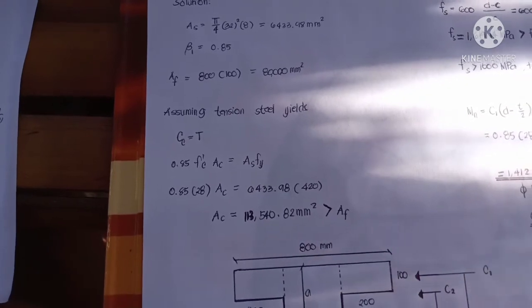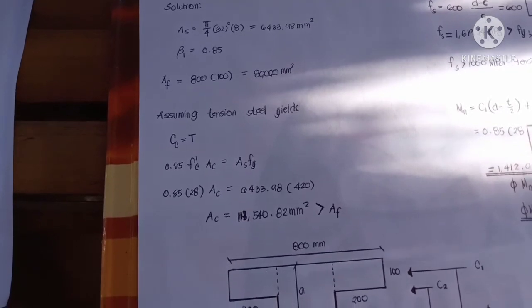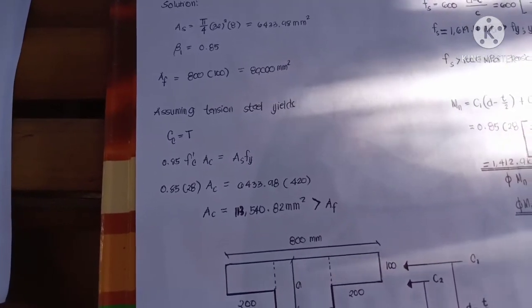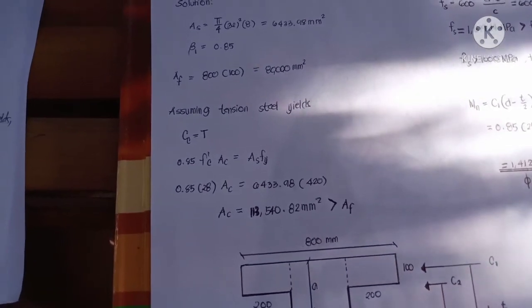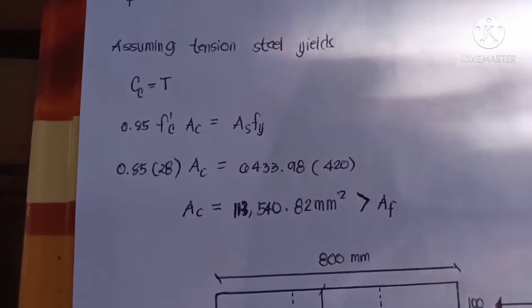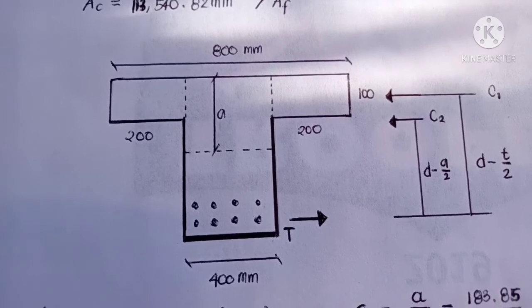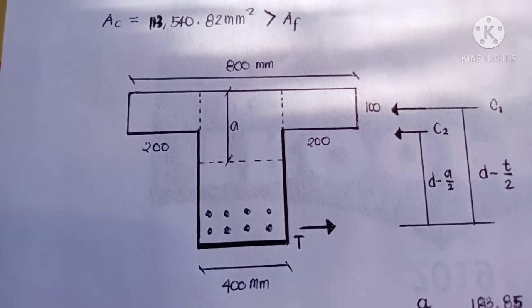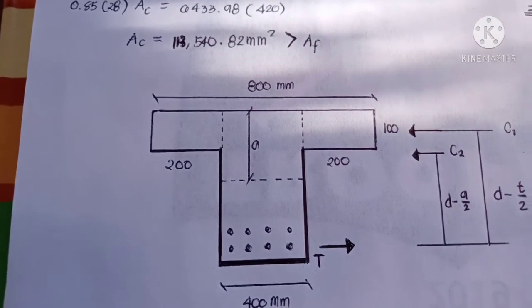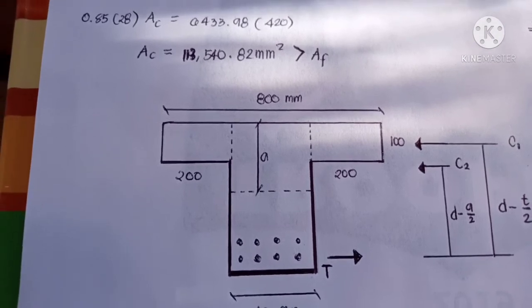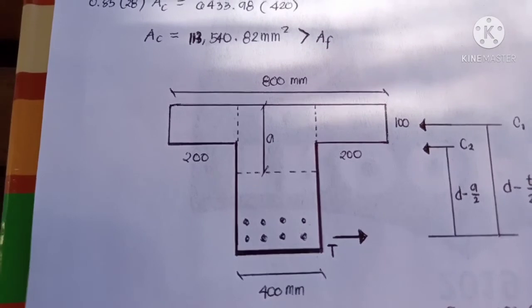The area of the flange is 80,000 mm squared. The required area of concrete is 113,540.82. Obviously, a here overpasses the flange. This will be the location of a. Now, let's divide the concrete area. Subtract the width of the web from the width of the flange so that we can obtain the width of the two rectangular forms beside the a.